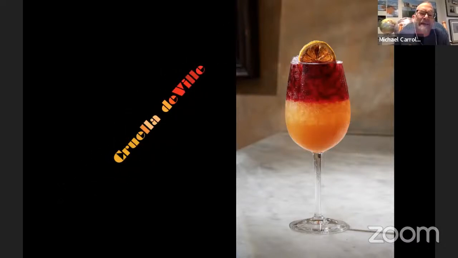This is a brand new drink in New York that I just heard about, the Cruella de Vil. It looks good enough to drink.